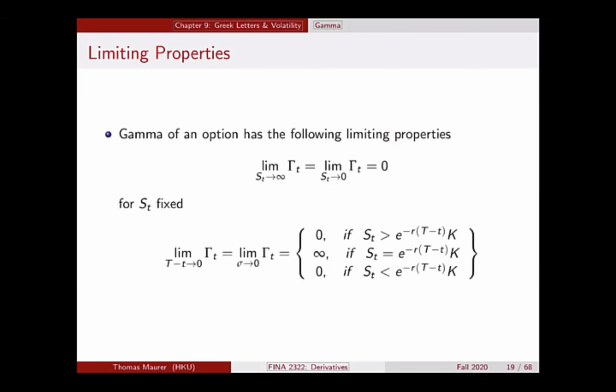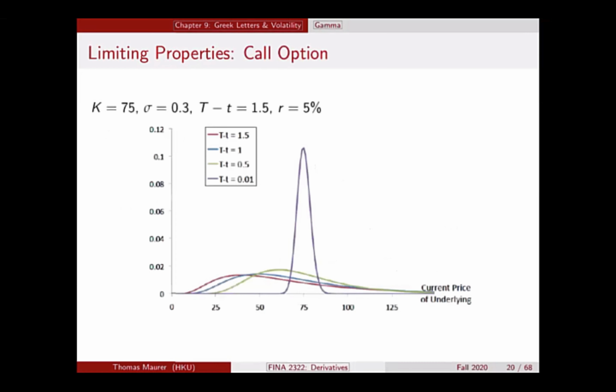The most interesting thing for gamma is if you're close to at the money, and in particular if you get very close to maturity or if volatility becomes very small, then your gamma becomes very, very large. And I'm going to illustrate that also with this figure over here. This is for an option with strike price of $75, 30% volatility, and an interest rate of 5%. And now we look at different times to maturity. We start with 1.5 years.